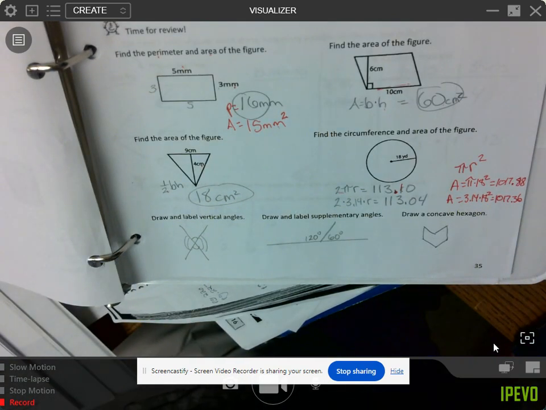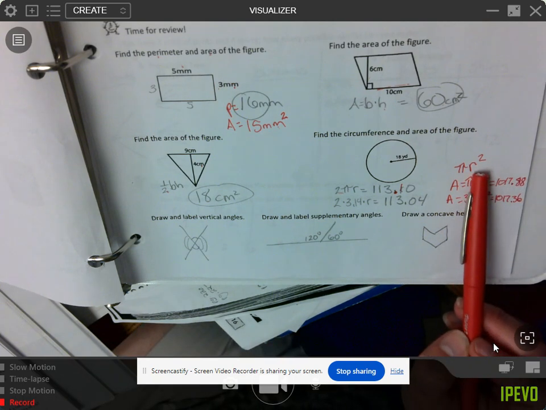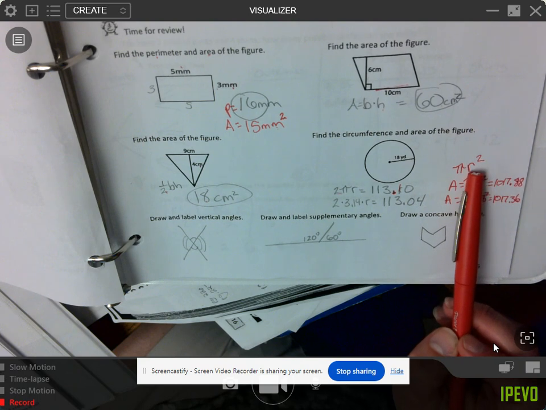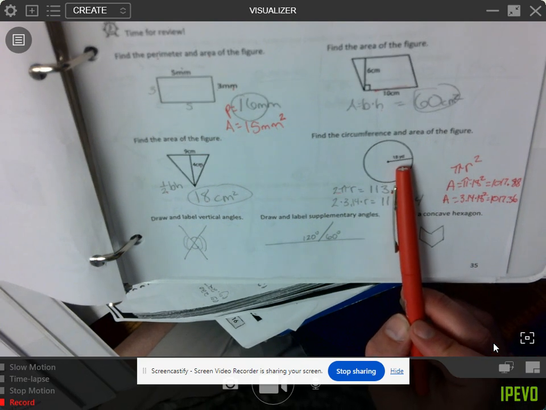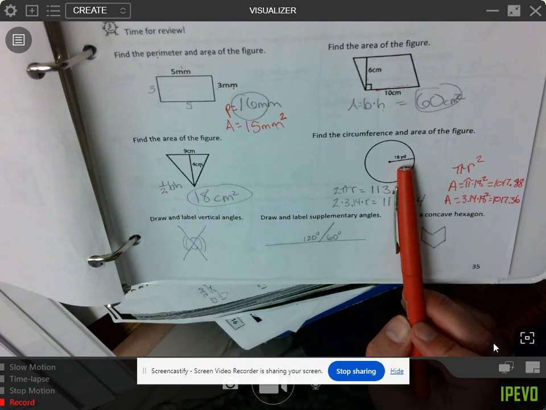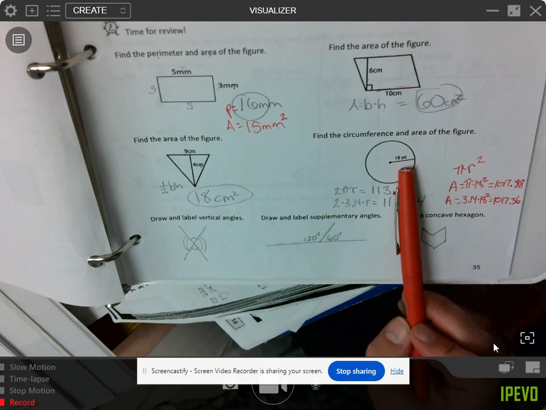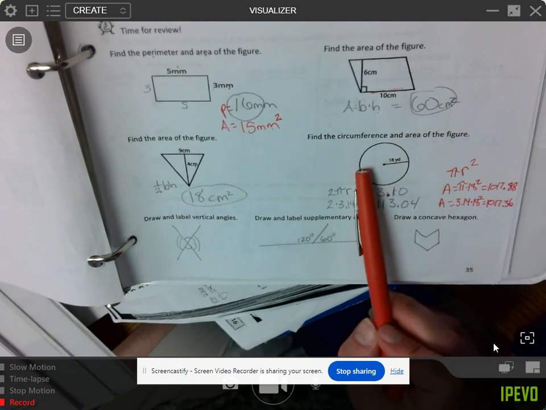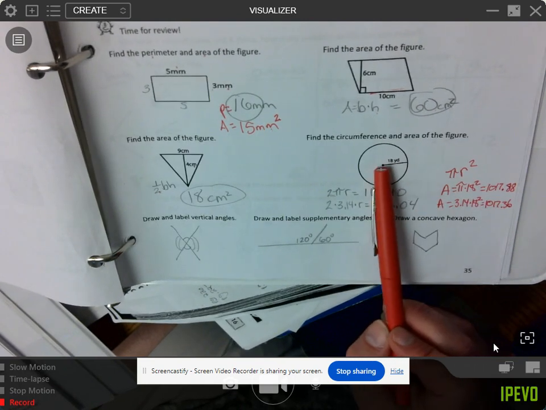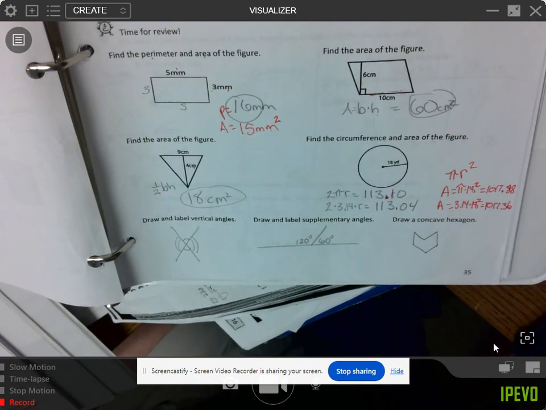Any questions on the area of the circle? So the big thing to remember with the area of the circle, we have to work with the radius. This time they gave us the radius. Sometimes they'll give us a square, or sometimes they'll give us the diameter. If they give that diameter that goes all the way across, you have to find half of it because what we're squaring is the radius.